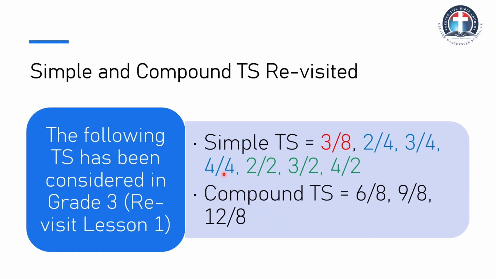Simple time signature that has the crotchet as the standard beat, and we have 2/4, 3/4, 4/4. Simple time signature that has the minim, that's the bottom note now, the minim as the standard beat.